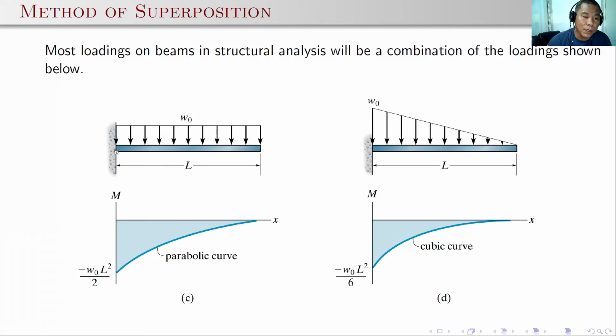If you sum up moment here, that's W sub O times L over 2, or minus W sub O L square over 2. Also, with this triangular loading, the shear should be second degree, and the moment curve should be third degree or a cubic. The moment should be 1/2 of W times L times the moment arm 1/3 of L. So that's why minus W sub O over 6 times L square.